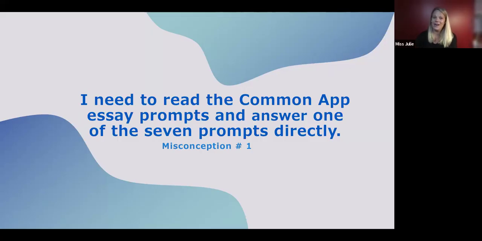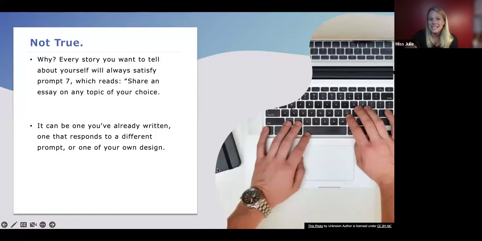We're going to start today with misconception number 1. And this is one I know as an editor, I hear often. I need to read the Common App essay prompts and answer one of the 7 prompts directly. We recently did an essay camp, and this question got asked many times. Which one do I pick, right? I have to pick a prompt, and then I have to write an essay. And I'm here to tell you that is not true, right? That is not true.